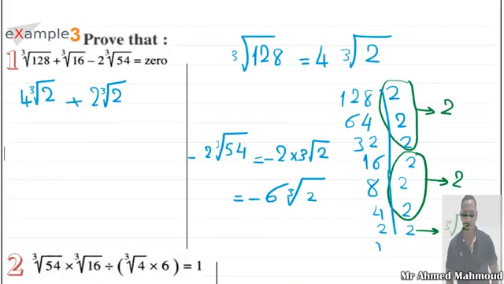Okay, now I will write here negative 6 cubic root 2. It's equal to 4 plus 2, 6. 6 minus 6 equals 0, and this is the proof that this expression equals 0.